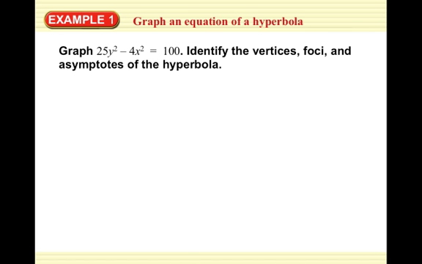Okay, so we're going to graph 25y squared minus 4x squared equals 100. We're going to identify the vertices, the foci, and the asymptotes of the hyperbola.